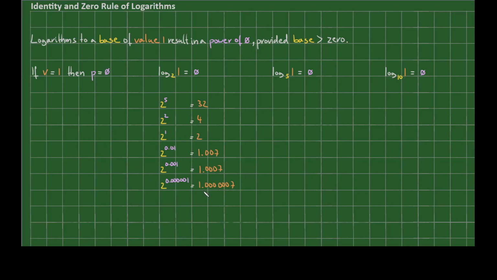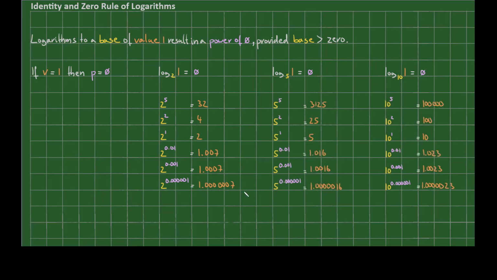This is true for all of the other bases. Each time as the power approaches 0, the value approaches 1. The general expression for this would be log to base b of value 1 equals 0, and this is known as the zero rule. Using power notation, we could express it as base b raised to a power of 0 equals 1.